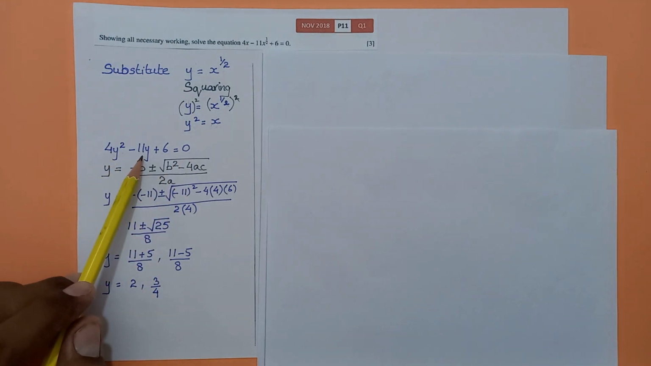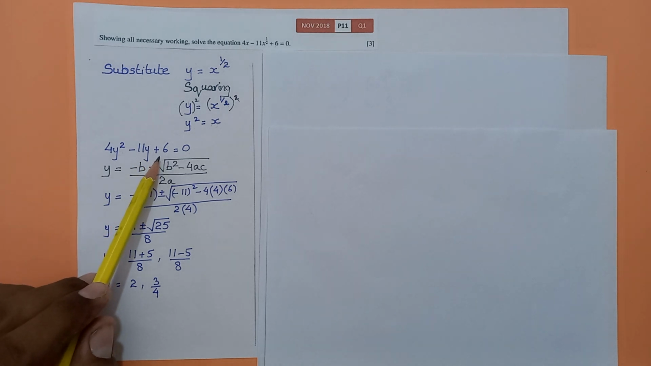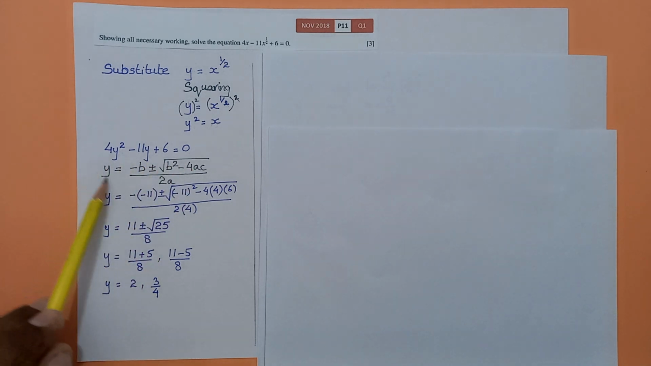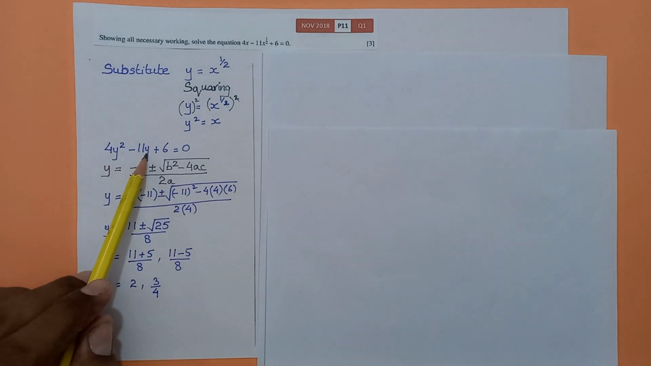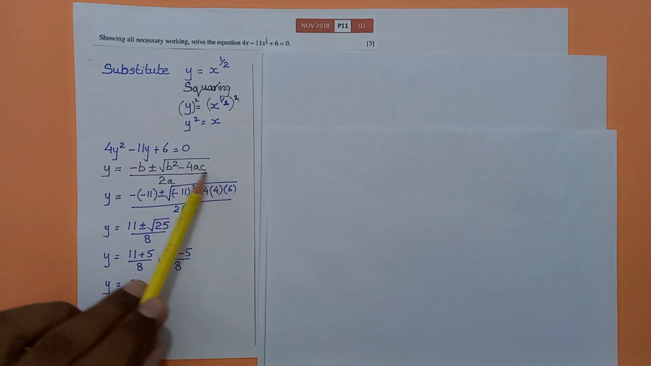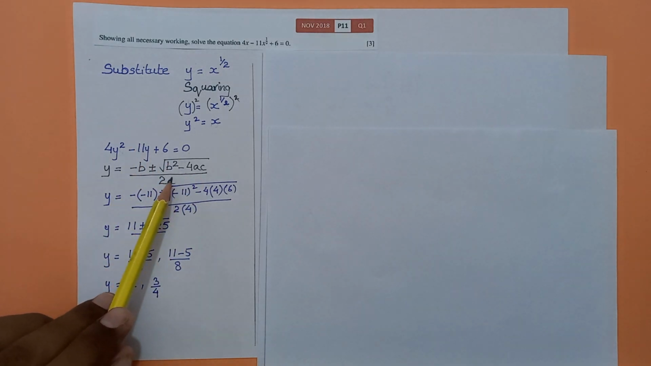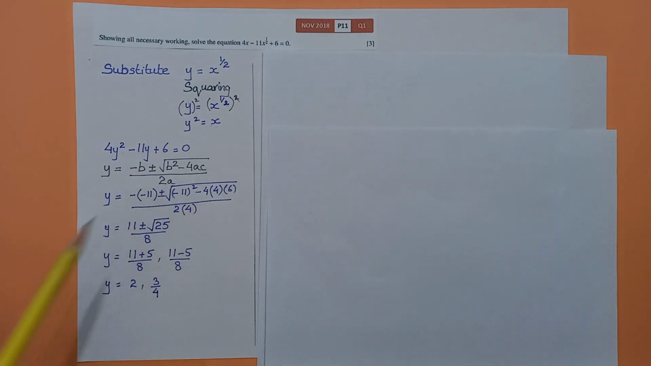where the value of a is 4, the value of b is negative 11, the value of c is positive 6. Use the quadratic formula, replace the values of a as 4, b as negative 11, c as positive 6 in the quadratic formula. Simplify it and get the two values of y.